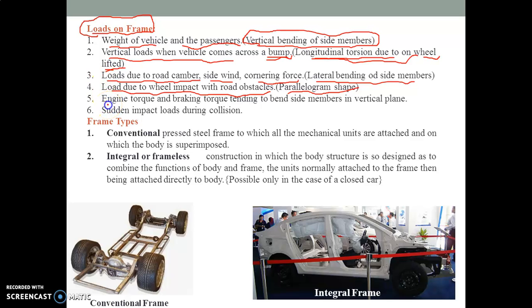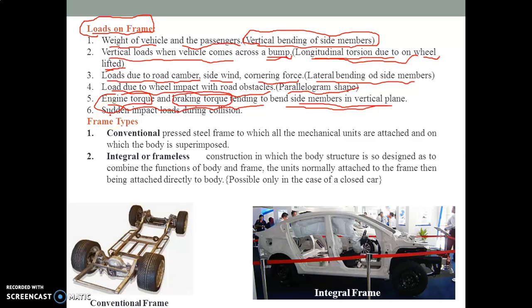Then the fifth load, we'll consider the engine torque and braking torque, tending to bend the side member in the vertical plane. So when the engine starts, how much energy, how much power is required, and similarly the power while braking, while stopping the motion of the vehicle, due to which the side members are also affected, that is, in the vertical plane.